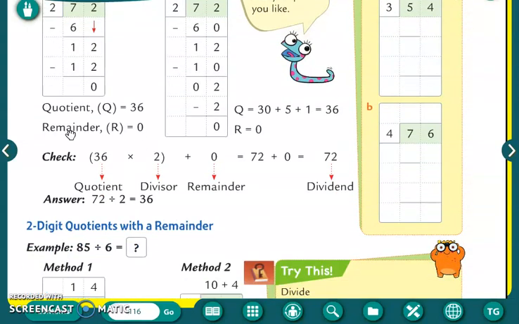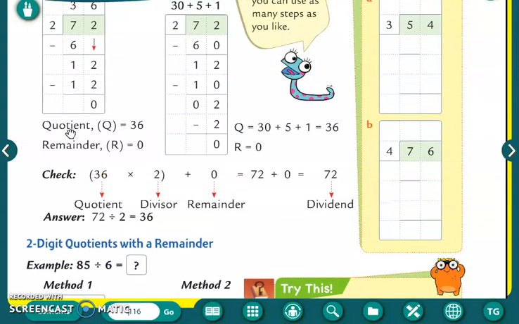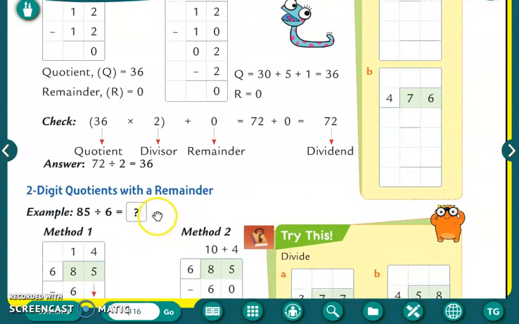Okay, and now after doing this we have to check whether the answer is correct or not. Quotient is 36, multiplied by 2, the divisor, and there is no remainder, is equal to 72. So 72 plus 0 is equal to 72, the dividend. So your division is correct.